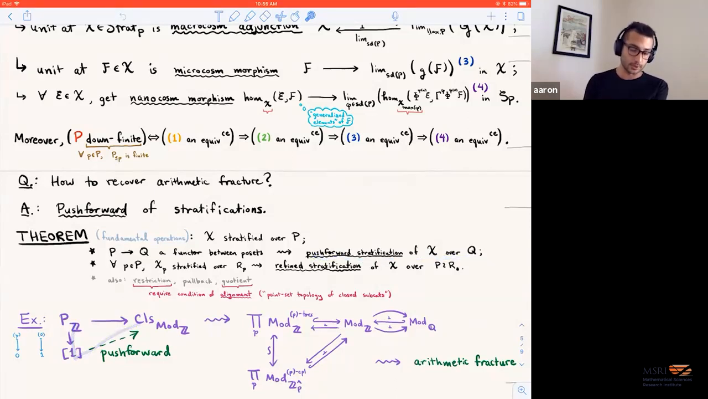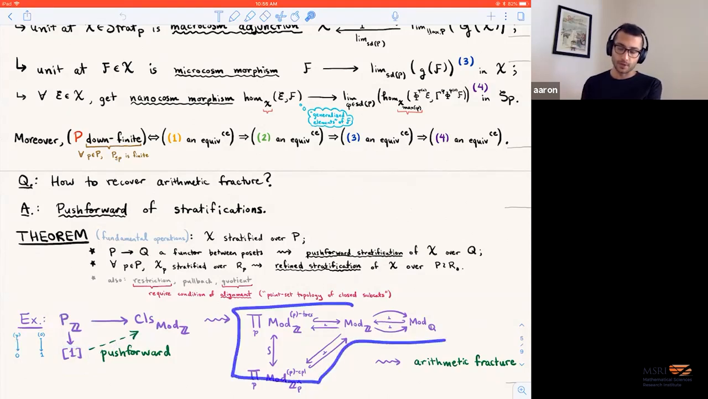And here's the example: P_Z, all the primes go to zero and then the generic point goes to one. And when I take that push forward, I'm getting now a stratification over [1], a recollement of Mod Z, and it's this one. I'm taking the product of all of those strata, and I've got the torsion, the complete, and then the Q-modules over here. And taking this push forward exactly implements this. So look, [1] is finite, in particular, down finite.